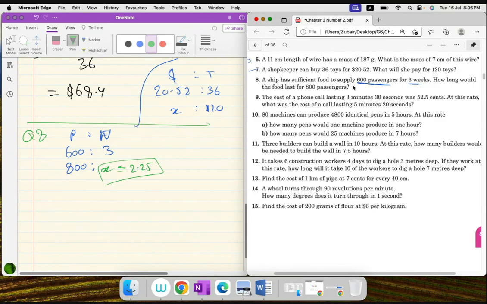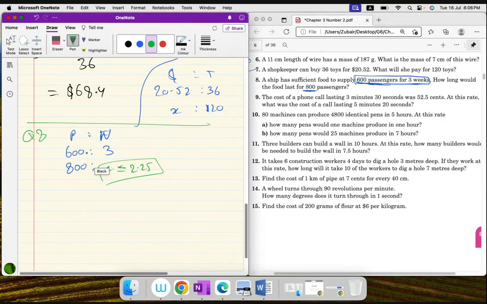The ship has sufficient food for 600 passengers for 3 weeks. If the number of passengers is increasing, they will consume food at a faster rate. So this was inverse proportion. We will not cross multiply. In fact, we'll multiply this way: 600 into 3 is equal to 800 into x. So 600 times 3 divided by 800 is equal to x. Is that clear? Yes, sir.